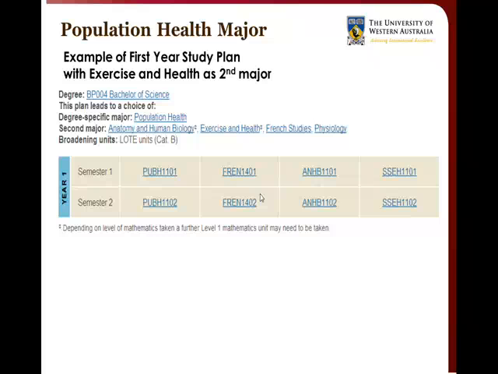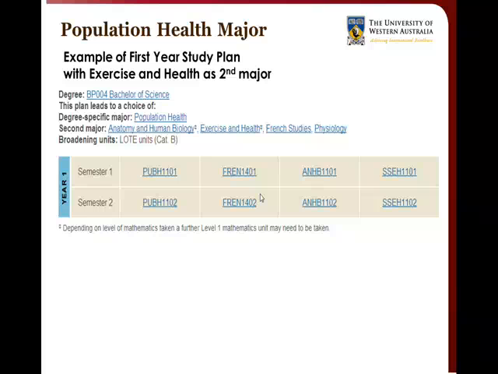So let's look at an example of a first year study plan with exercise and health as a second major. These 2 majors go very well together, particularly if you want to work in health promotion, and specifically in health promotion related to physical activity, which has so many benefits for health. Physical inactivity is one of the major risk factors for cancer, coronary heart disease, diabetes, etc. So this is a nice combination.